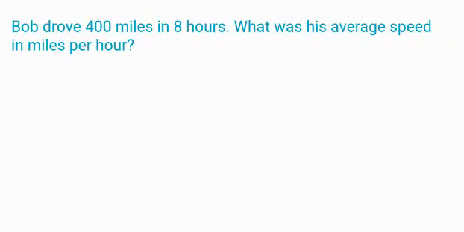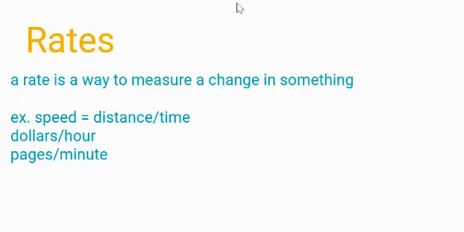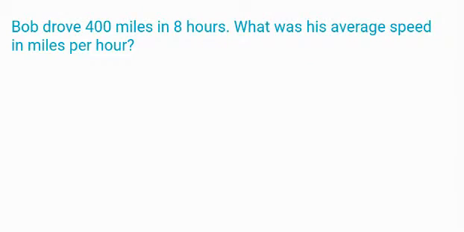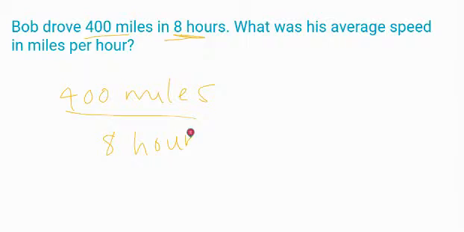So in these practice problems, if Bob drove 400 miles in 8 hours, we want to find his average speed in miles per hour. So going back to the first page, we have speed, right? So we know that we have to find the distance over time. We have his distance is 400 miles. And we know that it took him 8 hours, which is the time. All we have to do now is divide 400 by 8, which we know is 50. So his speed was 50 miles per hour, or mph.